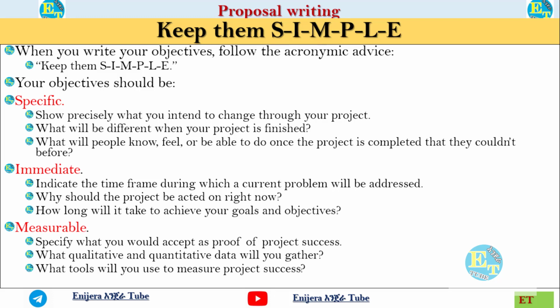The other is measurable. Specify what you would accept as a proof of project success. What qualitative and quantitative data will you gather? What tools will you use to measure project success? Measurable.